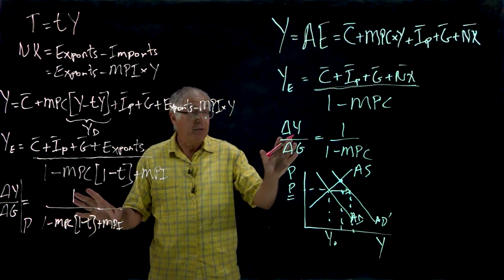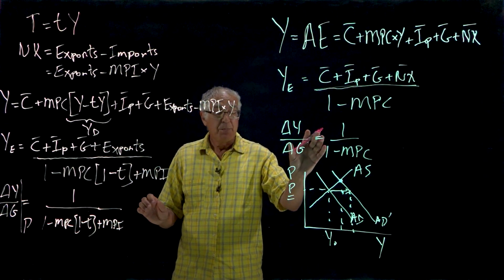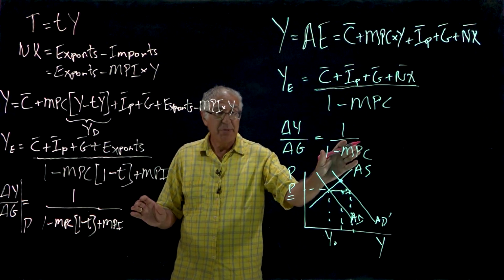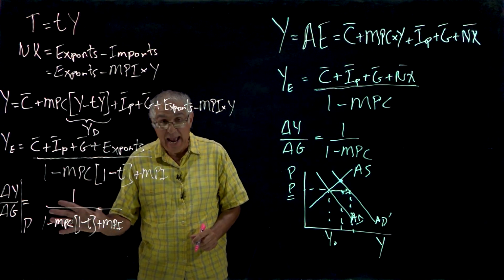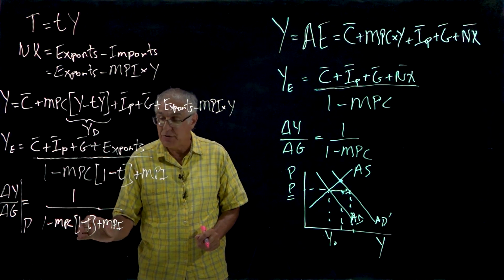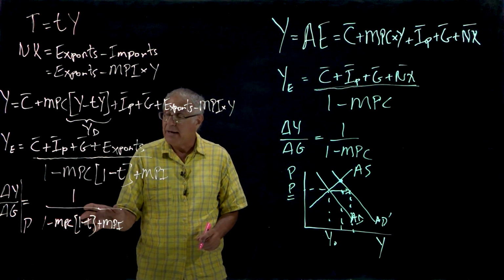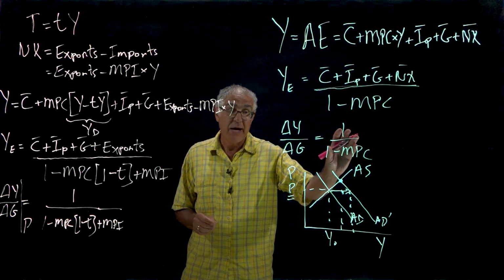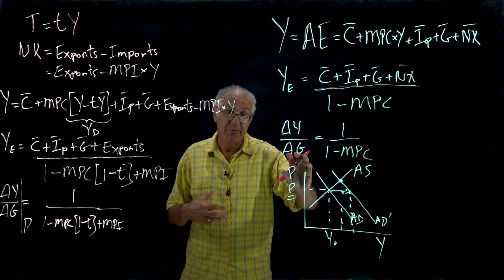If we compare these two multipliers, this multiplier, 1 over 1 minus MPC, is going to be larger than when we include taxes and make imports dependent upon income. This multiplier on the left in pink is going to be much smaller in its prediction of how income changes with the increase in government spending.